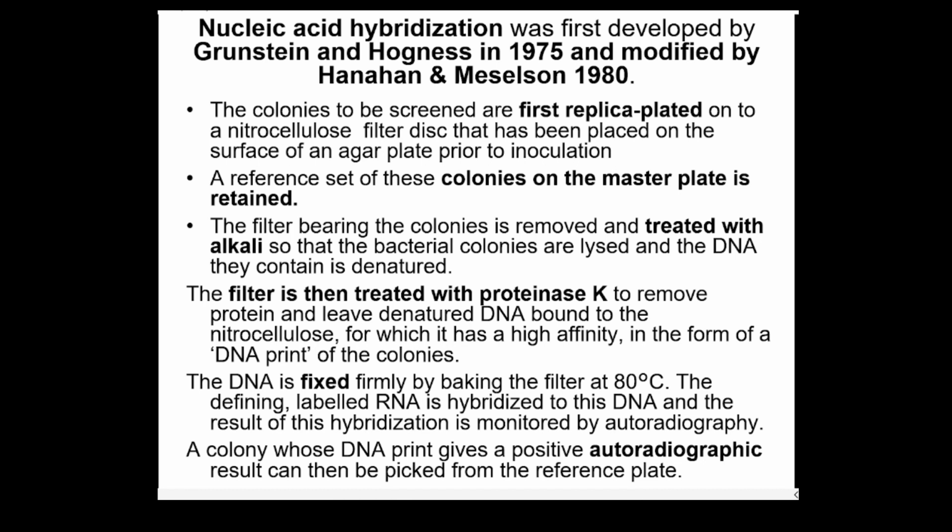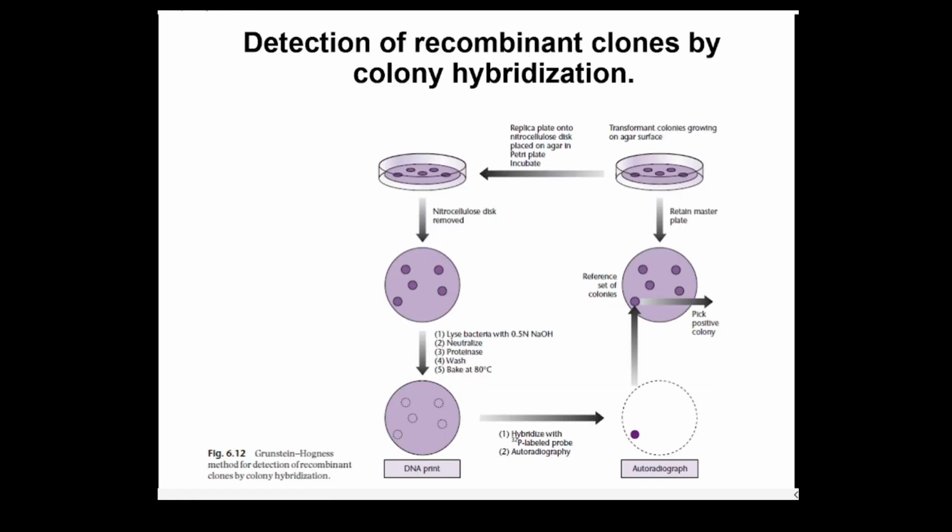The labeled probe is hybridized to this DNA, and the result of this hybridization is monitored by autoradiography. A colony whose DNA print gives a positive autoradiography result can then be picked from the reference plate. It is a representation of detection of recombinant colonies by colony hybridization. Please take a look.